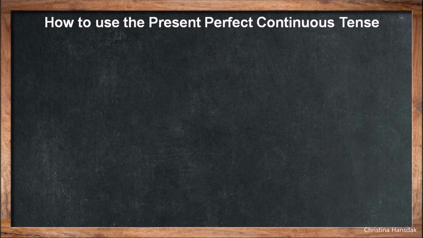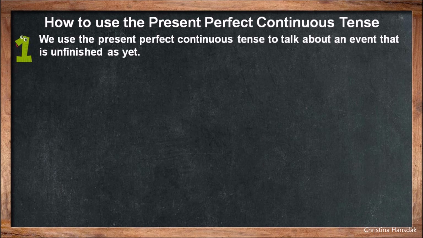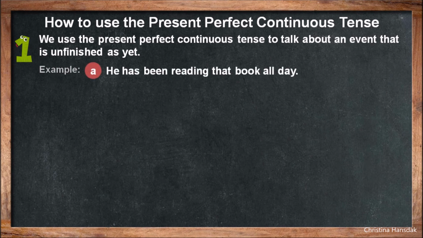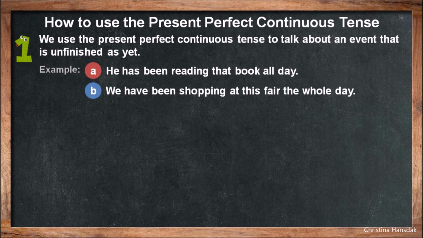Students, let's study how to use the present perfect continuous tense. Point number 1. We use the present perfect continuous tense to talk about an event that is unfinished as yet. Example, sentence number A. He has been reading that book all day. Sentence number B. We have been shopping at this fair the whole day.